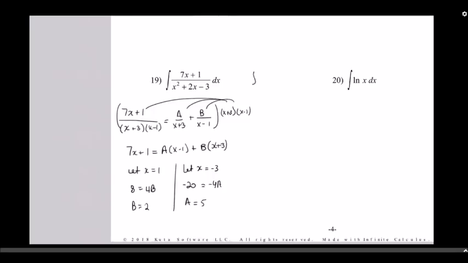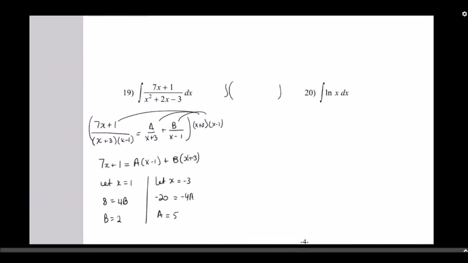So coming back up here, the problem turns into the antiderivative of the partial fractions, 5 over x plus 3 and 2 over x minus 1. And like the problems we did earlier in this review, we can separate this into 2 antiderivative problems and at the same time take those numerators out as coefficients. So 5 times the antiderivative of 1 over x plus 3, and then 2 times the antiderivative of 1 over x minus 1.